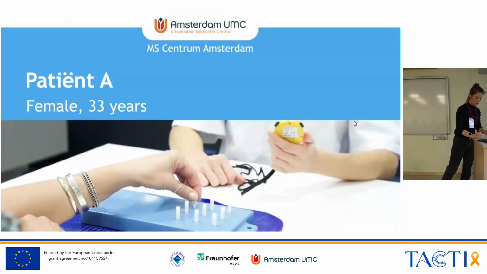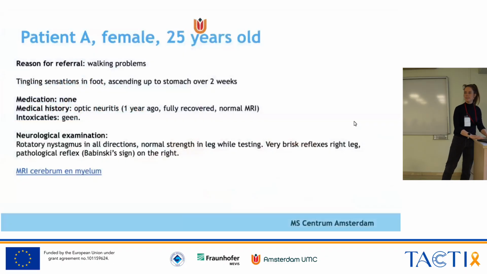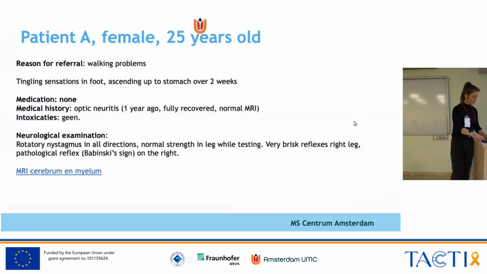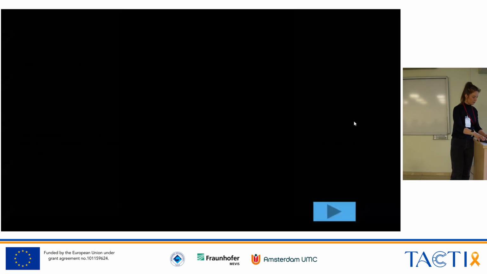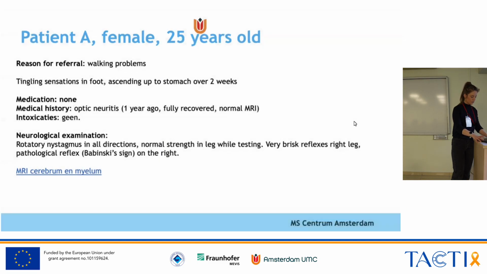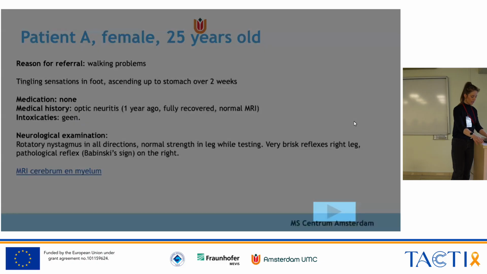So if we go to the patient, I thought I'd start easy with the patient that we had yesterday. So I hope you can remember the scan already. This was a woman, 25 years old, and she presented with walking problems. And these walking problems were due to a sensory problem in the feet that ascended up to the stomach over a period of 2 weeks. She was healthy. And I see I got a neurological examination wrong here. But there were only pathological reflexes on the left. And this was the scan.